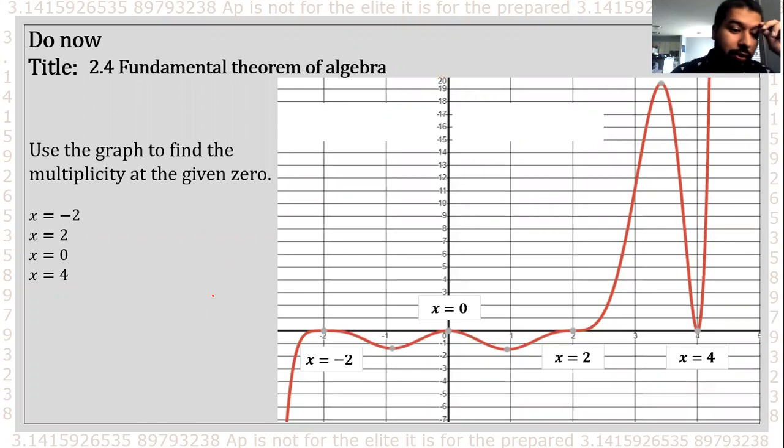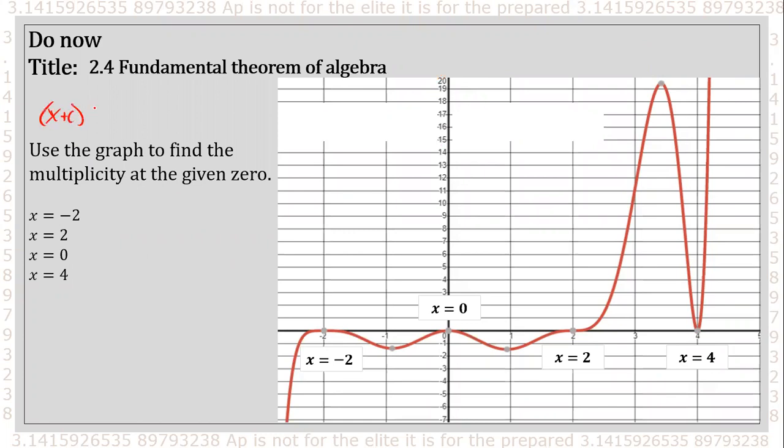So go ahead and pause the video and try these examples. Okay. Alrighty. So hopefully you were able to try this, and you should be aware that when x plus c is raised to an even exponent, it touches. When x plus c is raised to an odd exponent, it crosses, right? And we're talking about touches or crosses the x-axis. Alrighty, so let's go ahead and begin.